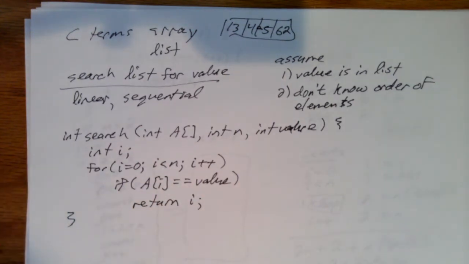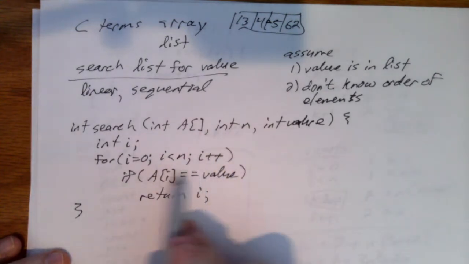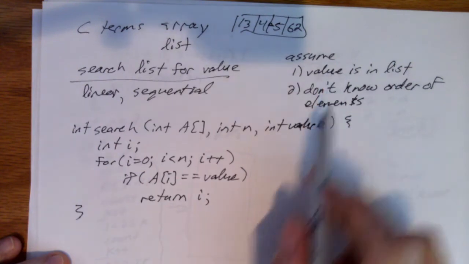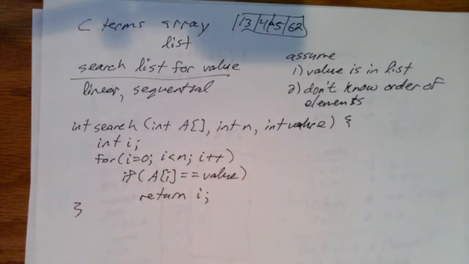Okay? So if we did not know that it had to be here, if the first assumption was not necessarily true, then this could lead to a problem. Okay, we might want to have another return statement that told us something, but that's what we have here.